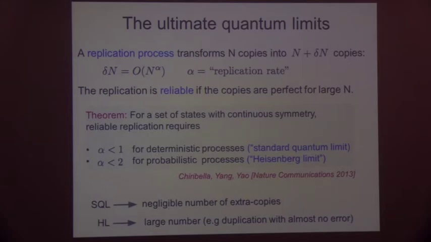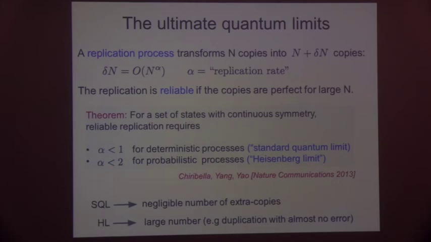And now, let's formulate it in a way that computer scientists or information theorists would like to proceed. A replication process would take n copies, and you would produce delta n additional copies. Let's say that delta n grows like n to the alpha, and alpha would be called the replication rate. So if alpha is less than 1, then you only produce a much smaller number than the original copies. If alpha is bigger than 1, then you're producing a tremendous number of copies.